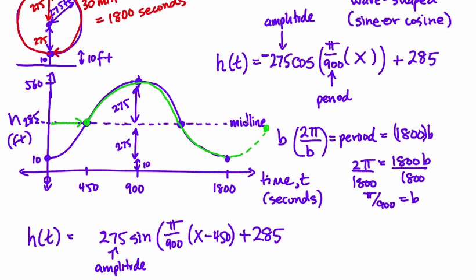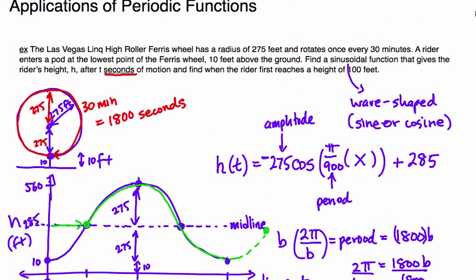There are a lot of other answers that also work. However, this is probably the easiest one to find in terms of sine, and we've already done one in terms of cos. So we've completed the first part of this question, which was to find the sinusoidal function that gives a rider's height after t seconds of motion. And now we need to move on to finding when the rider first reaches a height of 100 feet. So I'll show you how to do this in a couple of different ways. We'll do it graphically first, which is fairly easy, and then we'll do it algebraically second.